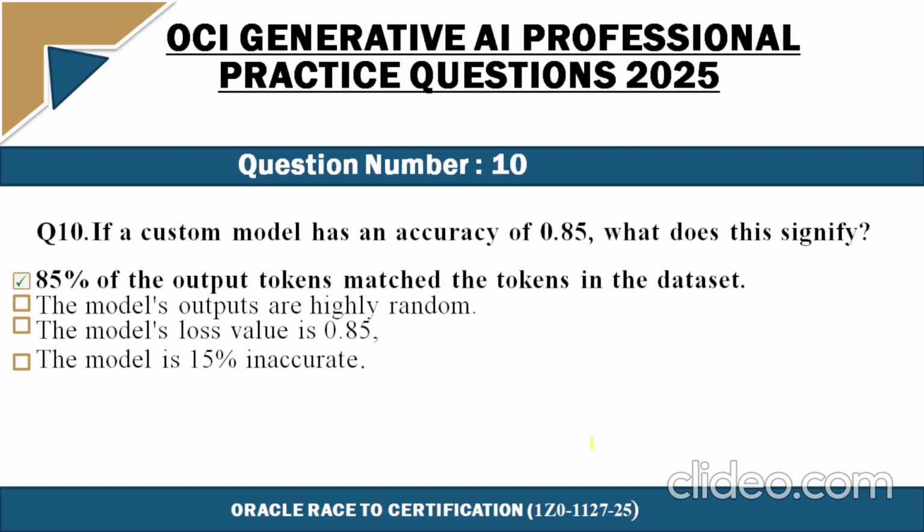And the last question is, if a custom model has an accuracy of 0.85, what does this signify? So the correct option is option A, 85% of the model output tokens matched with the tokens in the dataset.